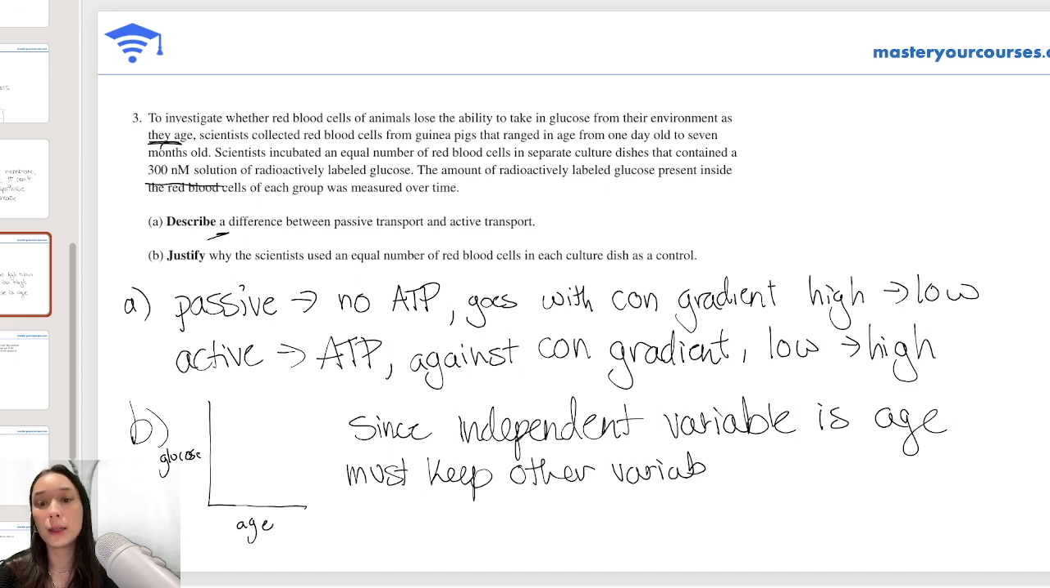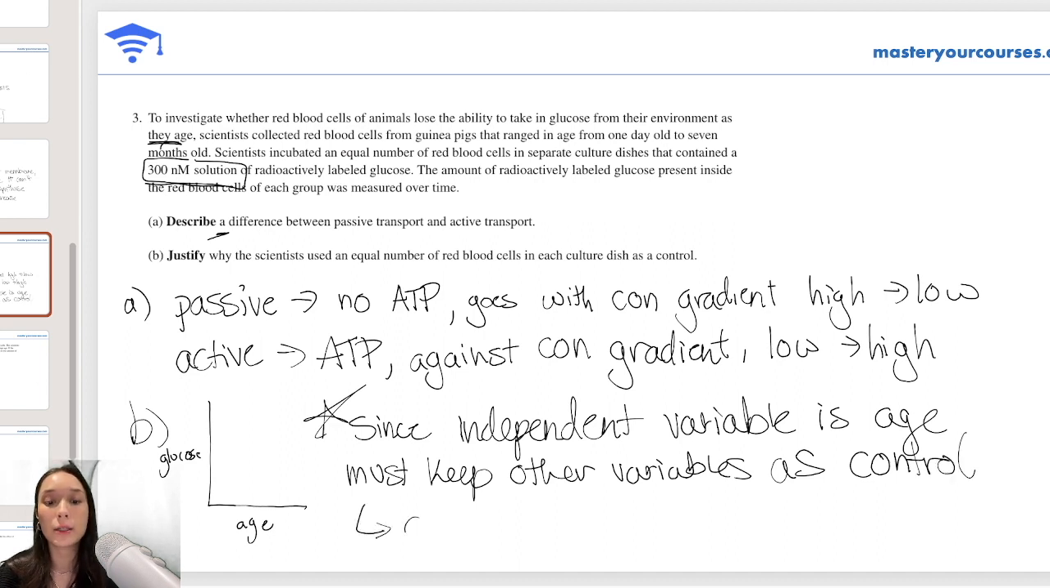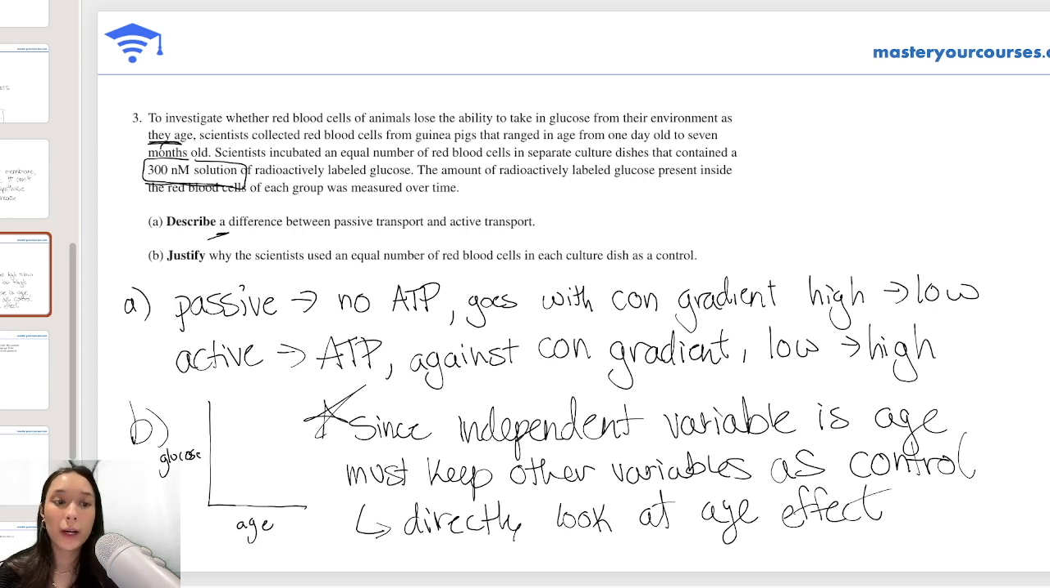So other variables like the number of red blood cells, you also need to keep the amount of glucose that you added as a control as well. So there's a bunch of different controls here. But basically, since you're only attempting to look at the effect of age, you can't change any other variables. Let's keep other variables as controls so that you can directly look at the effect. Okay, so that's it for A and B.